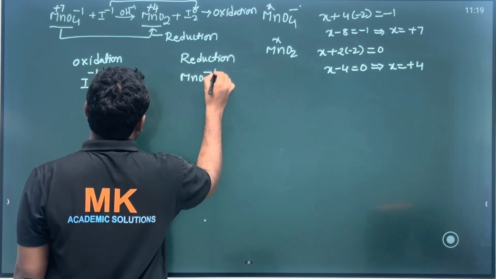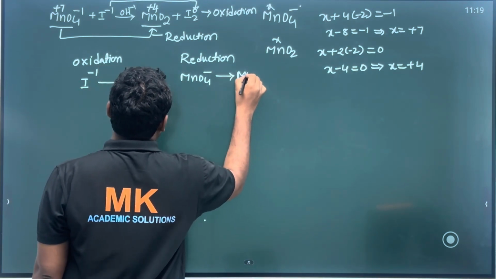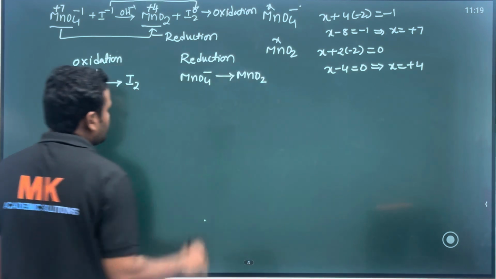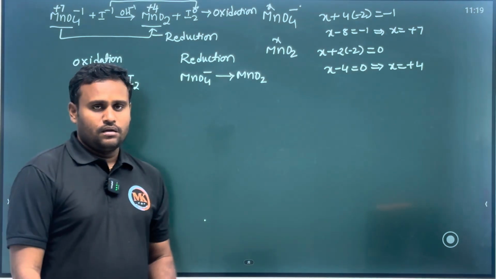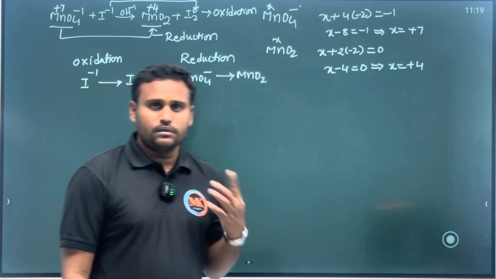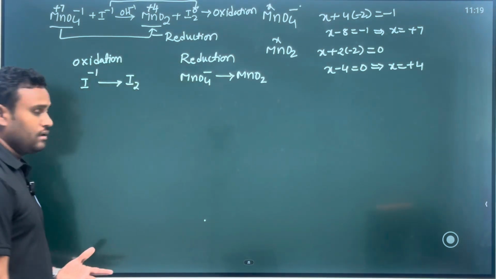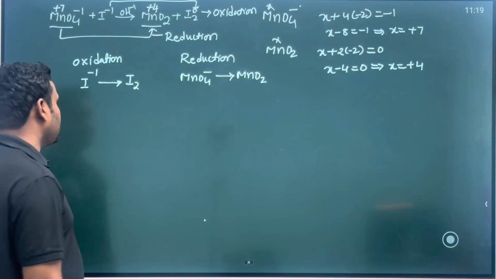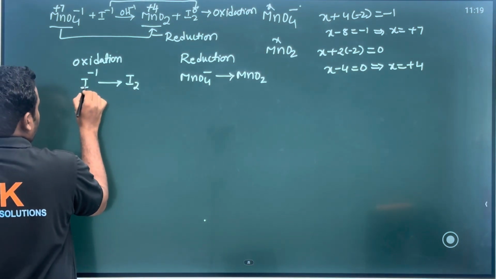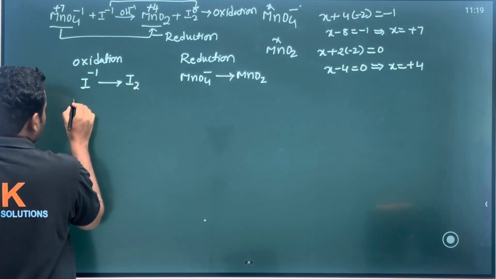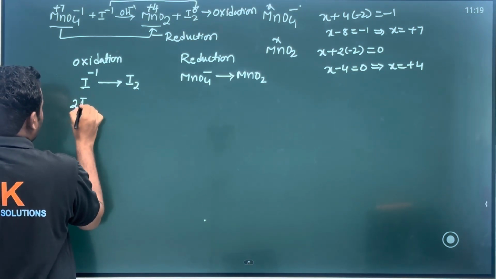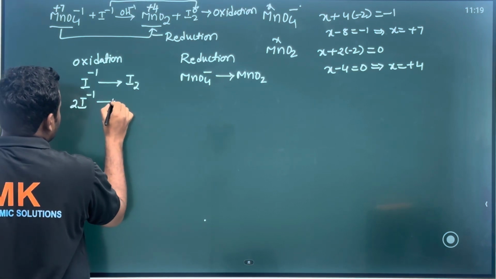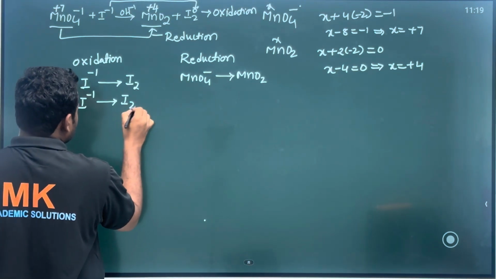MnO4 minus gives rise to MnO2. So the next step is to balance the atoms other than oxygen and hydrogen. Here first, only one iodine is there on one side, and two iodines on the other. So 2I minus gives rise to I2. Okay, iodine is balanced here.